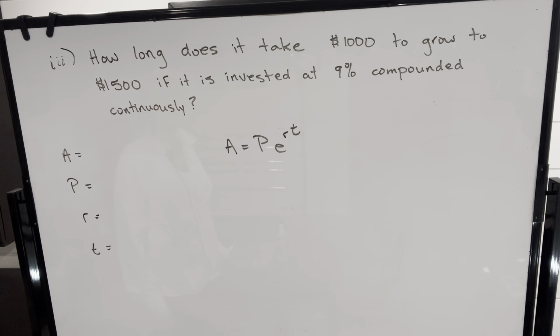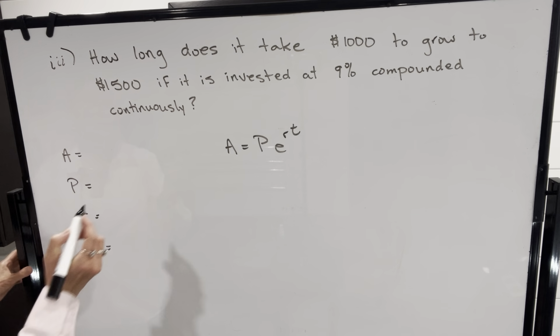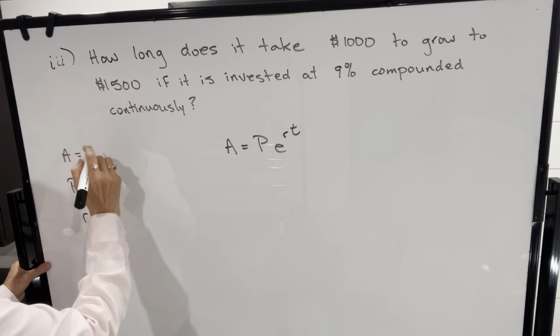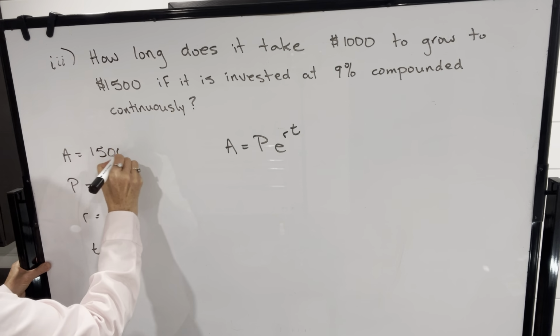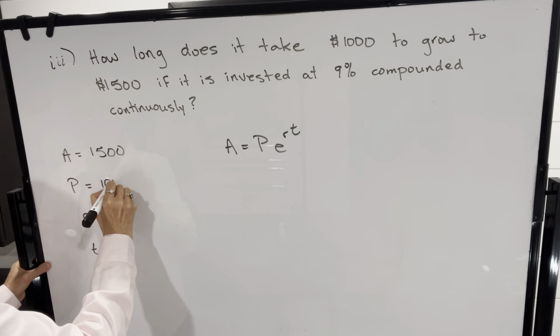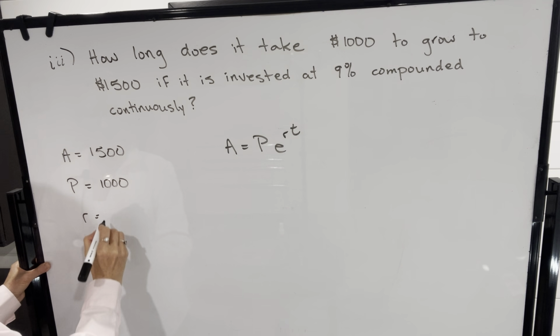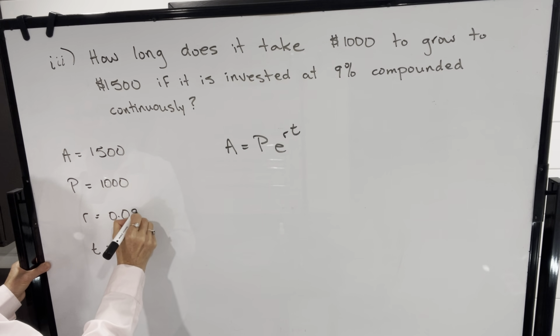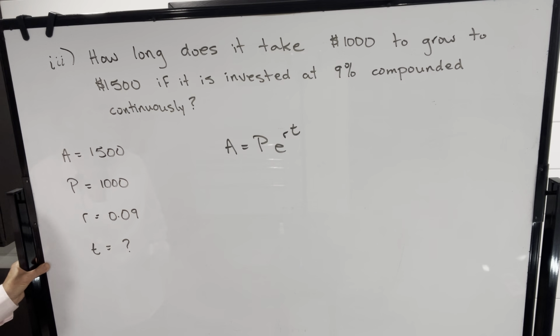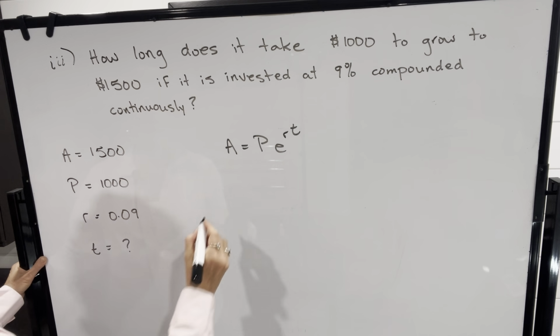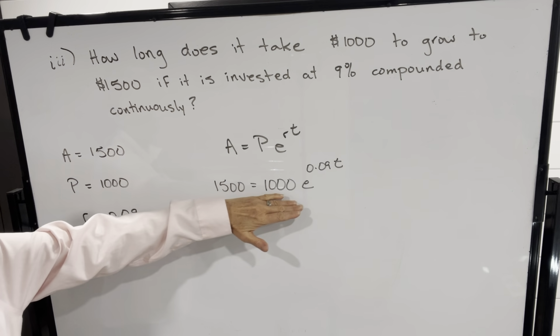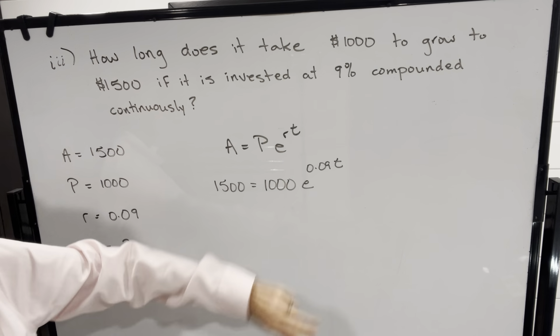Our third example says, how long does it take $1,000 to grow to $1,500 if it is invested at 9% compounded continuously? So our future value is 1,500. Our present value is 1,000. Our interest rate is 9%, as a decimal is 0.09. And what we're finding is time. So let's plug our values in. So we'll have 1,500 equals 1,000 times e to the 0.09t.